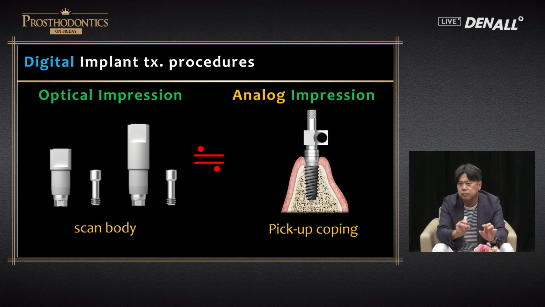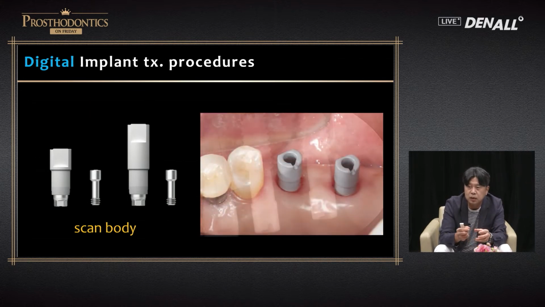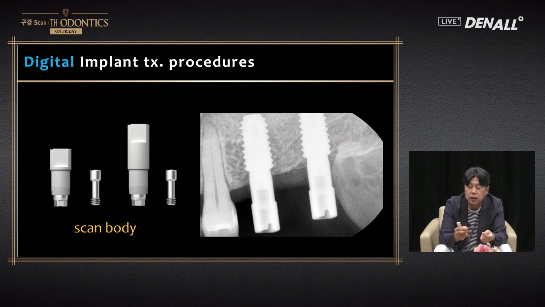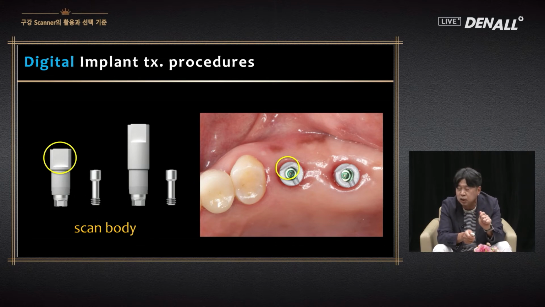For optical impression, we have the scan body for accurate impression taking, in place of the conventional way. The healing abutment is disconnected and the scan body is connected. The periapical connection is checked on the x-ray and the scan can be acquired. The deep cut part needs to be acquired, so the scanning doesn't need to include the bottom part. Then impression taking is completed.